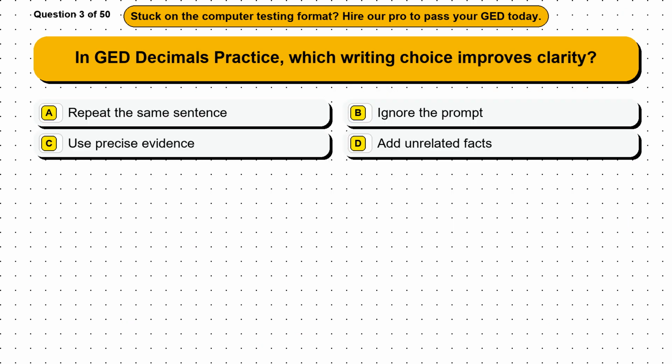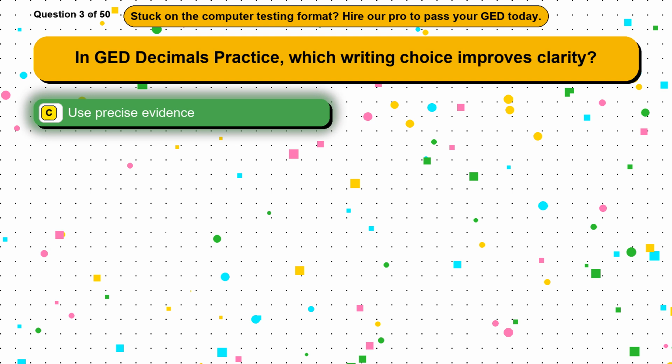Question 3. In GED Decimals Practice, which writing choice improves clarity? Option A, repeat the same sentence. Option B, ignore the prompt. Option C, use precise evidence. Option D, add unrelated facts. The correct answer is option C.